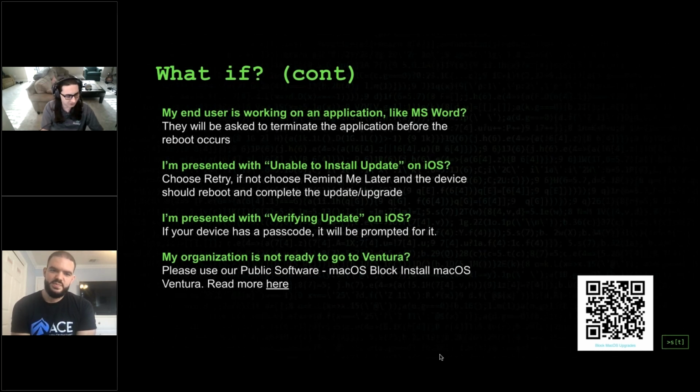So something else that can come up on iOS that we've seen is you'll get a message that says it's just not able to install the update. You can immediately choose the retry option, and you can also set the remind me later, essentially, and the device will prompt again to allow that reboot to go through.